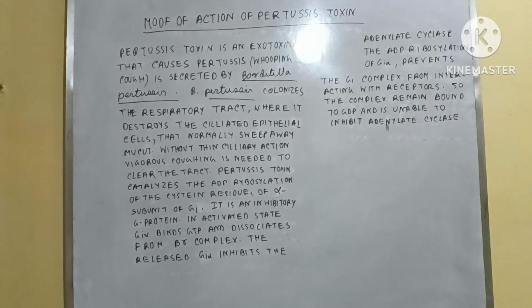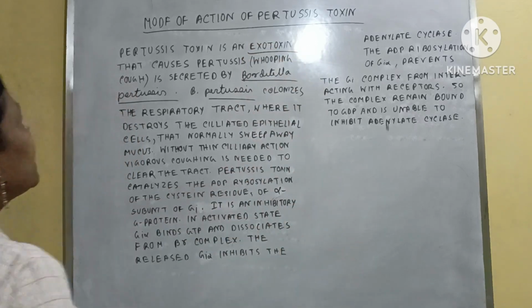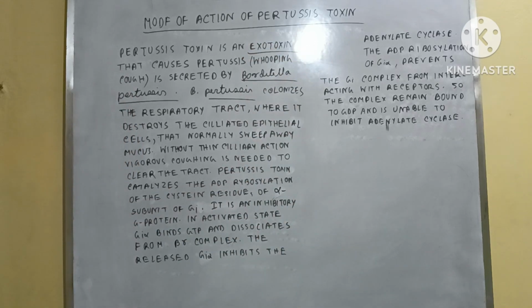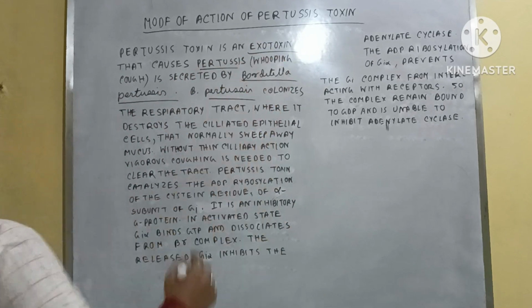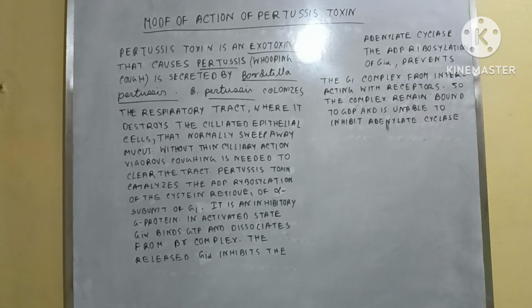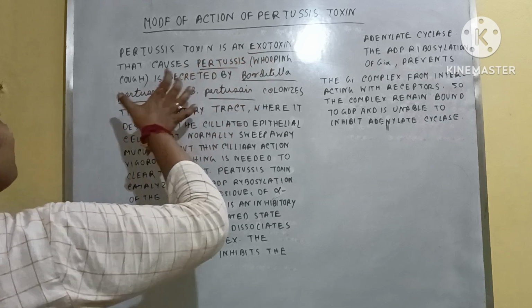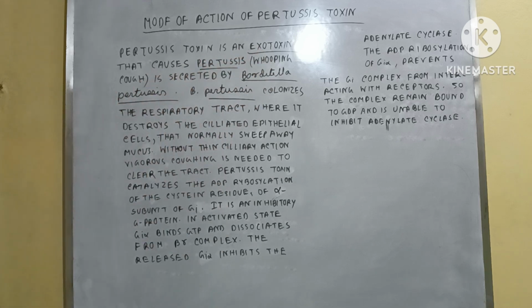Okay, let's continue. Mode of action of pertussis toxin. So here the pertussis toxin is an exotoxin, and that causes pertussis, which is whooping cough. This foreign particle is the Bordetella pertussis. The toxin is secreted from the Bordetella pertussis, and it is very harmful to us because it creates whooping cough.